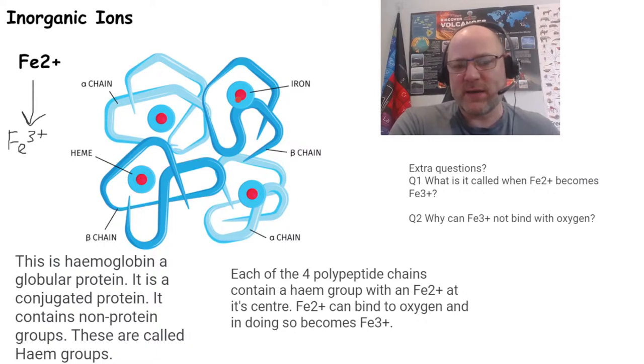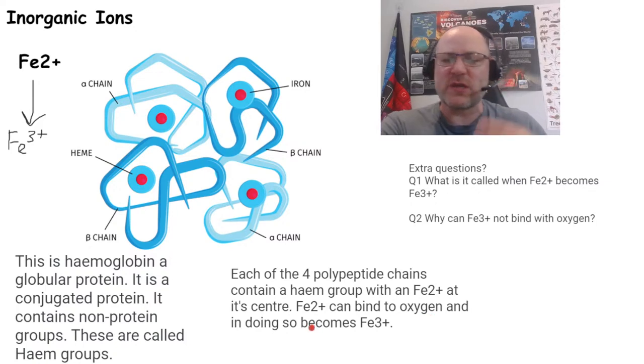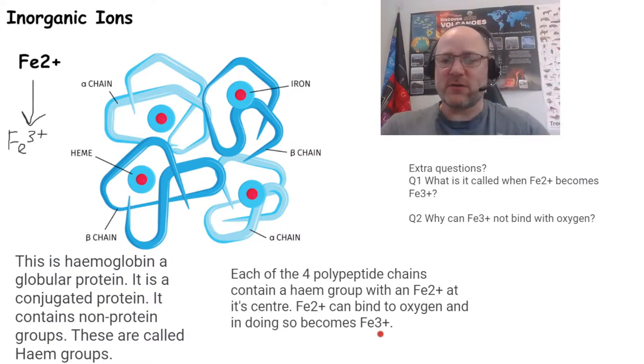Here you can see it spelt differently than I've spelt it there. One's the American spelling, that's the English spelling. Does it matter which you use? No, they're both correct. Each of the four polypeptide chains contains a heme group with Fe2+ at its center. Fe2+ can bind to oxygen, and in doing so becomes Fe3+. Great. And then it can turn back to Fe2+ and release the oxygen.